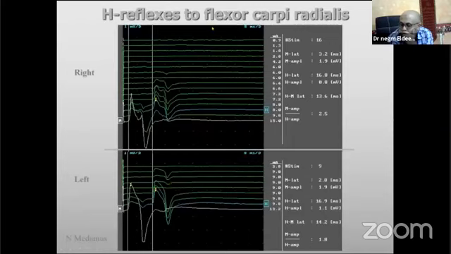And here is for the arm to flexor carpi radialis, the same phenomenon. These are a little more difficult to see, and we don't see them in 100% like we do in the leg. So therefore, it's a little more questionable how to interpret the absence of an H reflex in the arm. Here is another, the same patient, the other side.